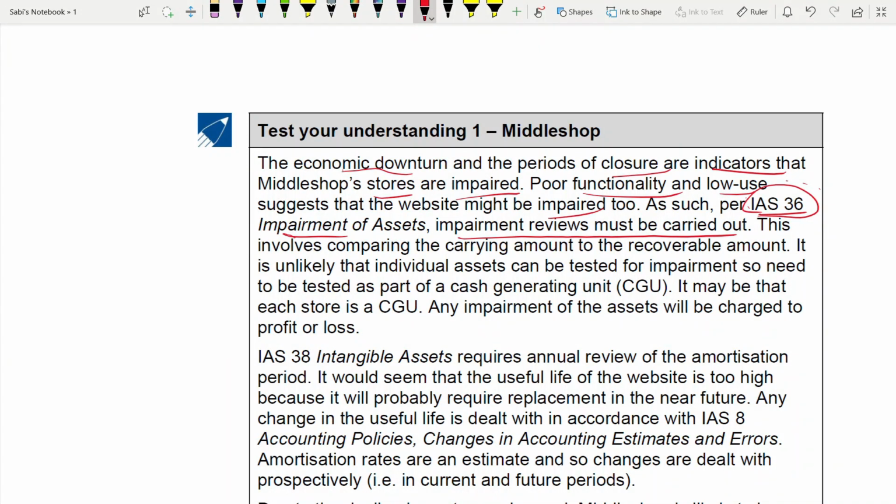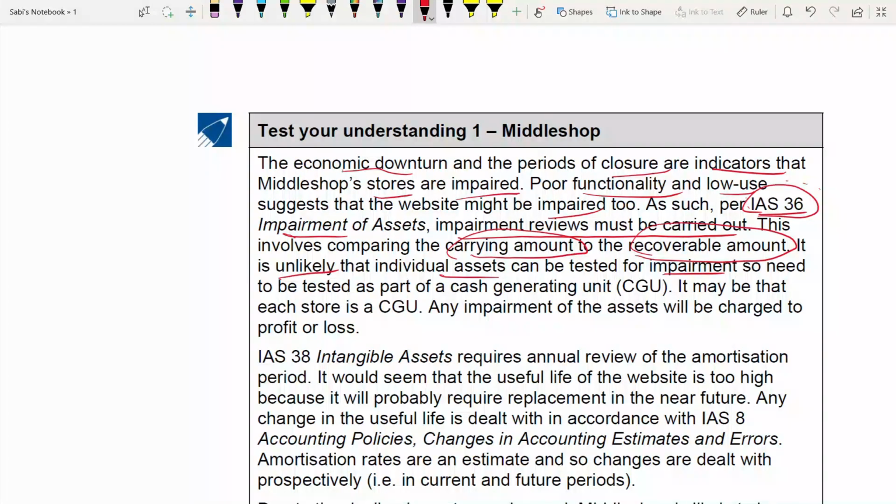Impairment review means you compare. Whenever you talk about impairment, you have to use certain words like carrying amount and recoverable amount in your answer. These words have to be there because this is the meaning of impairment. You're comparing carrying amount with the recoverable amount. Okay, so in this case you cannot test individual assets for impairment, is it? It's unlikely that you can.